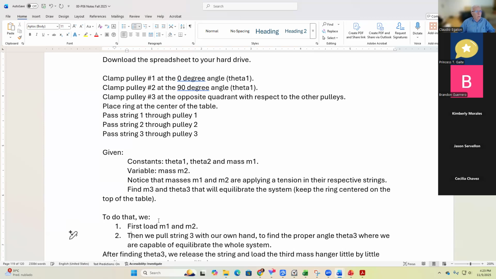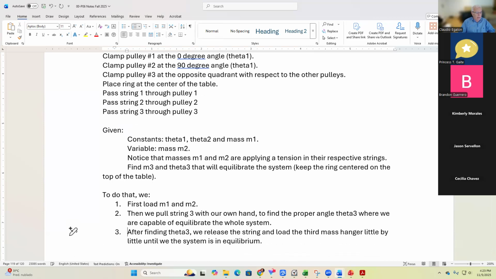Then we pull a string with our own hand to find the proper angle θ3, where we are capable of equilibrating the whole system. After finding θ3, we release the string and load the third mass hanger little by little until the system is back in equilibrium. So first, we use the force in our hand to equilibrate the system.